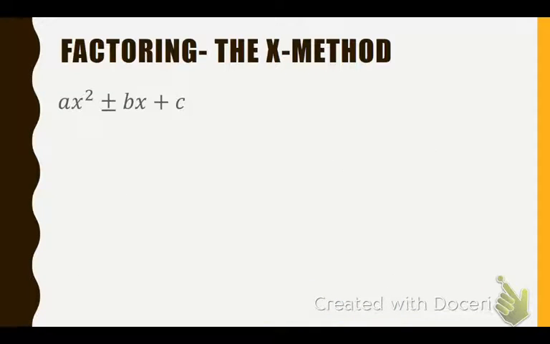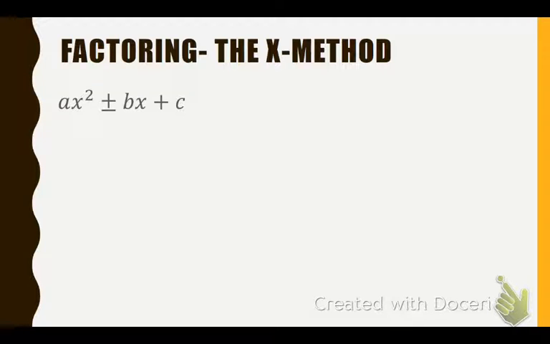So here is what I want you to write. I know that you wrote something very similar to this, but I want you to write ax squared, plus or minus, bx, plus or minus c. Plus and minus means a plus could be there, a minus could be there. Positive, negative. There's a very special reason why I'm asking you to write this.